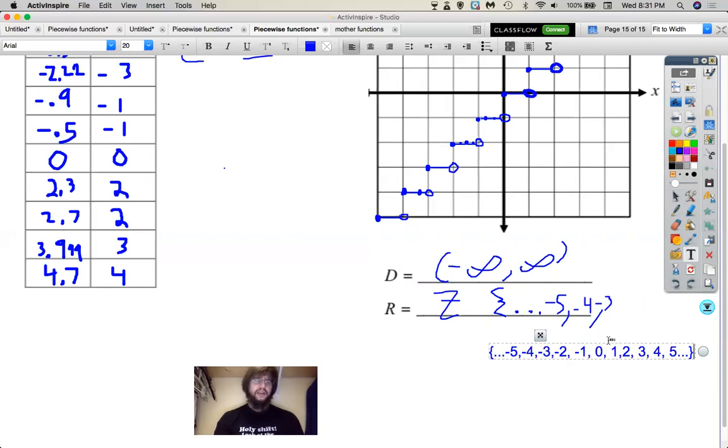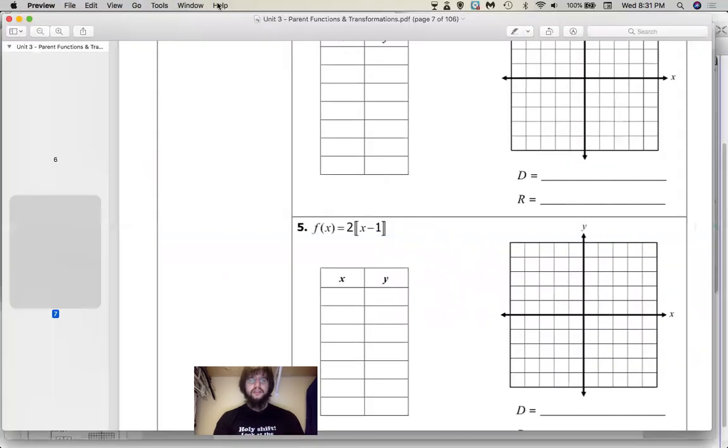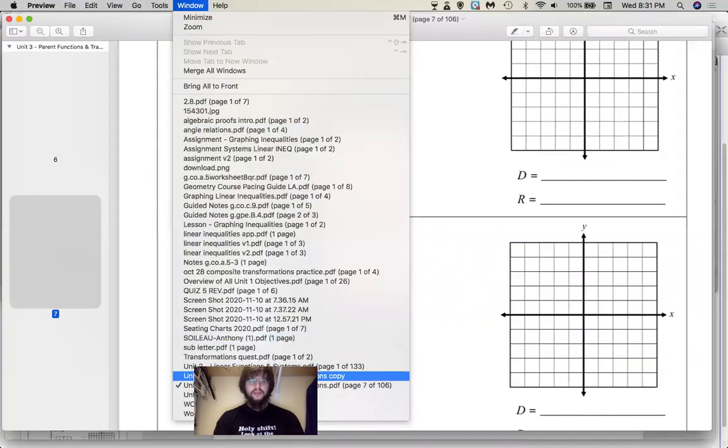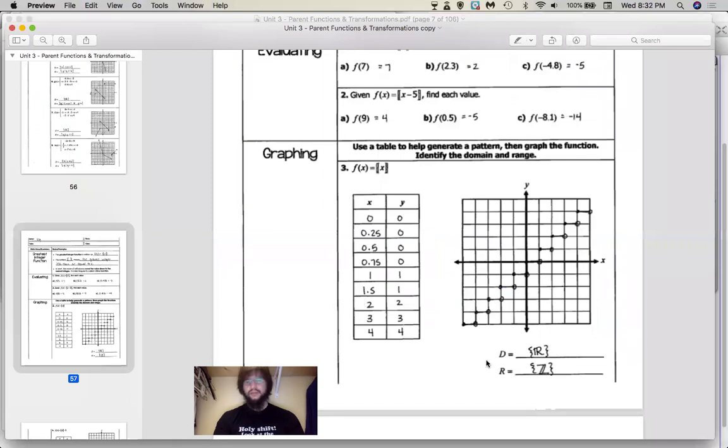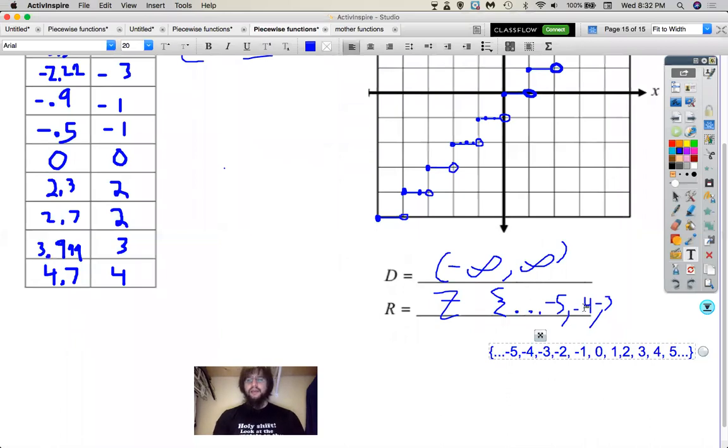I'm curious. Let me see how the book notated that. Oh, there you go. They put the Z. Sure. I don't really care. We're not going to do that many of these anyway. So if you want to put the Z on there, put the Z on there. That's it for the greatest integer function for now. I really want to just introduce the mother functions.